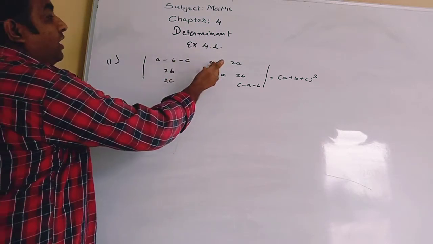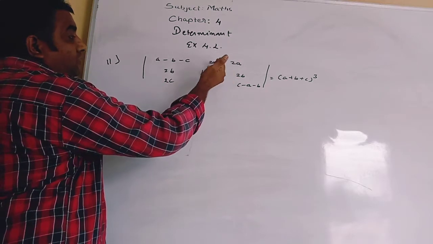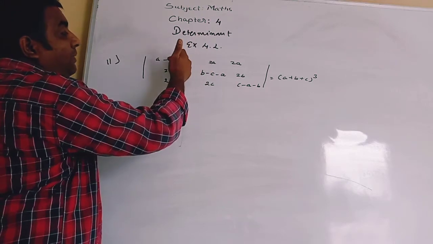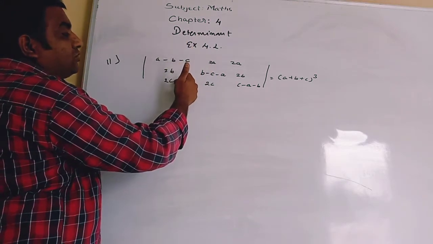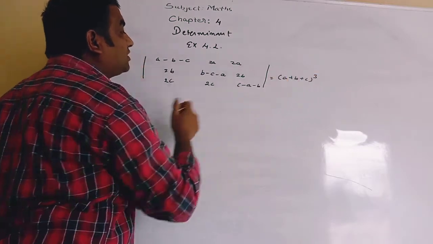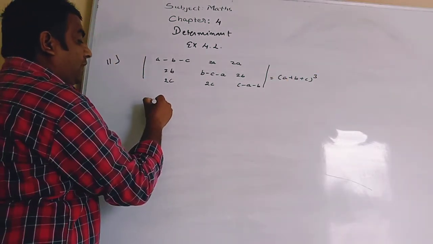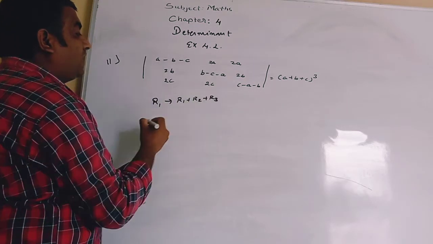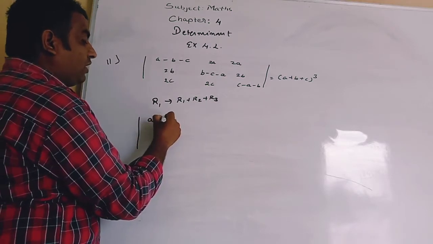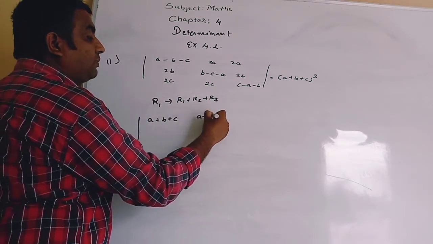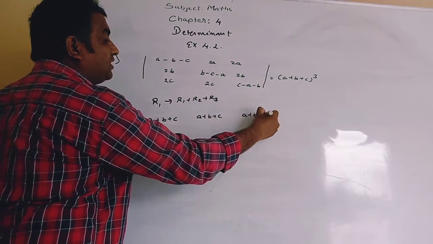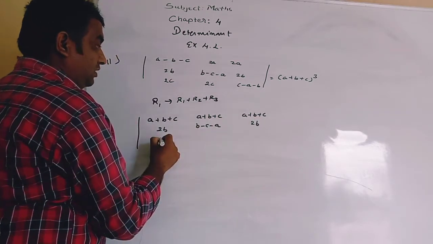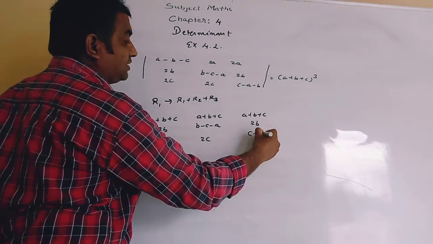So here the second row and third row we add to the first row, then minus b plus 2b plus b, minus c plus 2c plus c, and 2a, so it will convert into a plus b plus c. So if we apply R1 transform into R1 plus R2 plus R3, the first row will convert into a plus b plus c, a plus b plus c, a plus b plus c. Here the second row is 2b, b minus c minus a, 2b, and the third row is 2c, 2c, c minus a minus b.